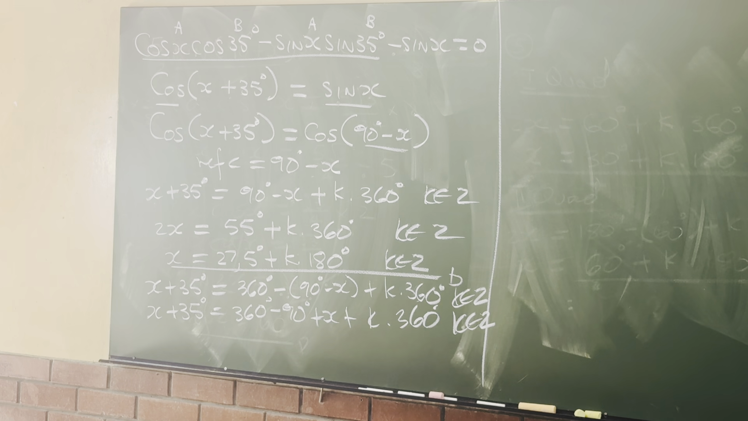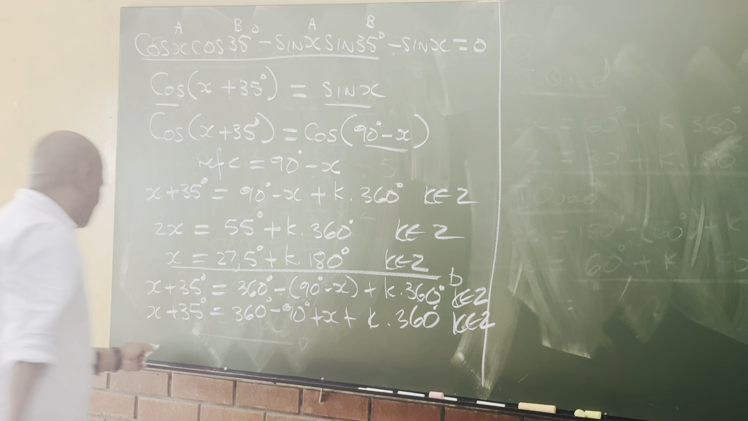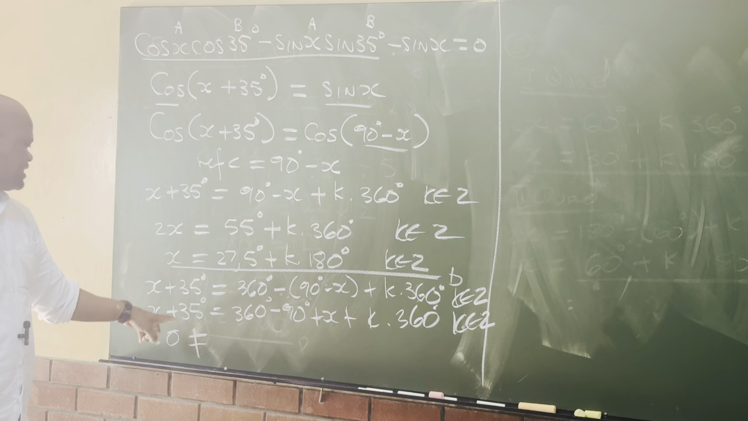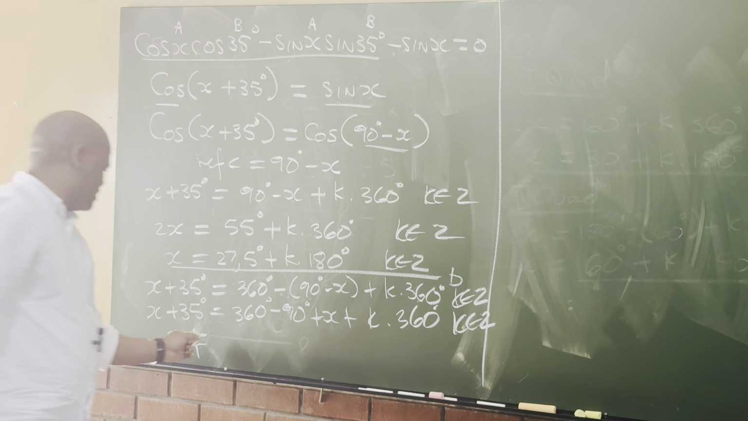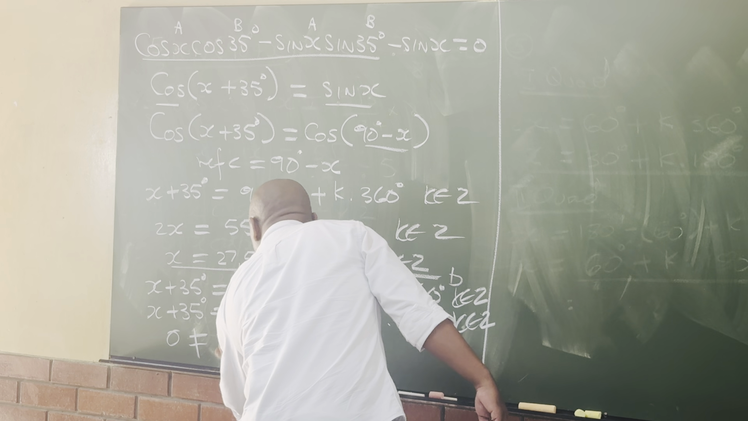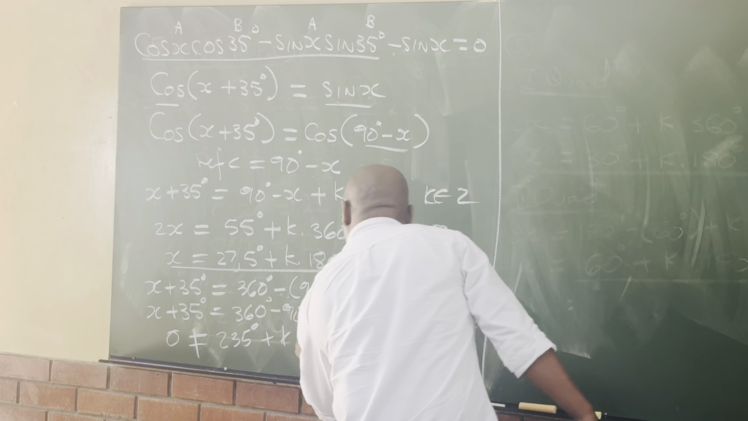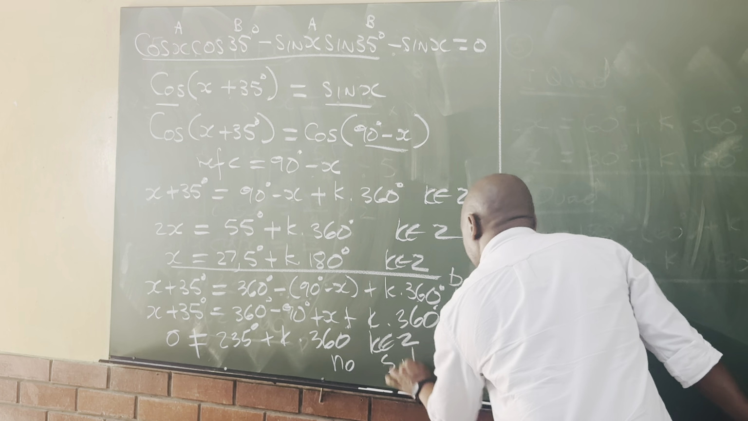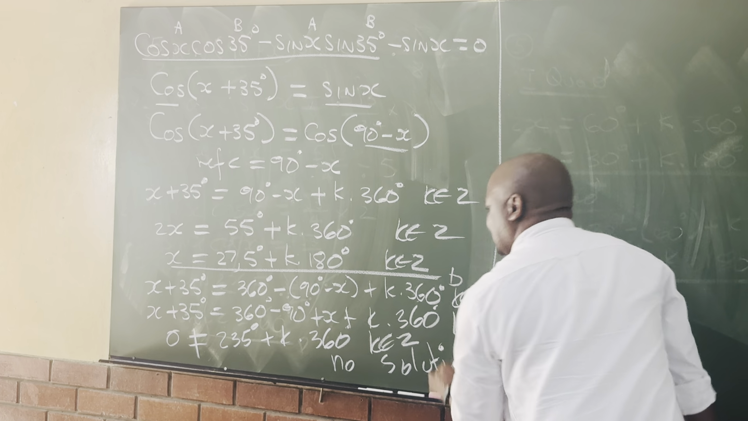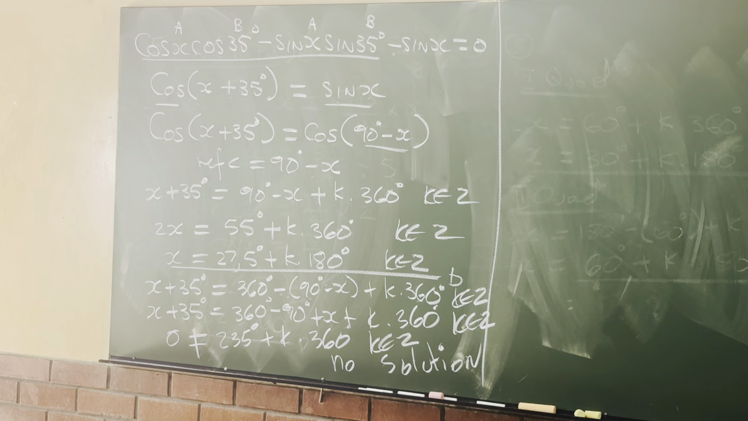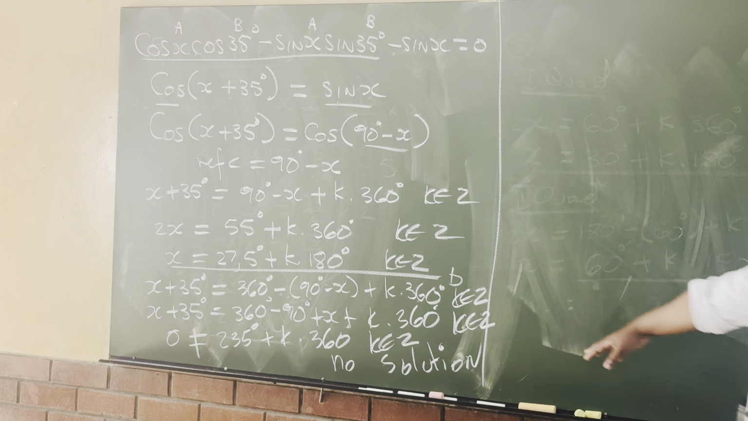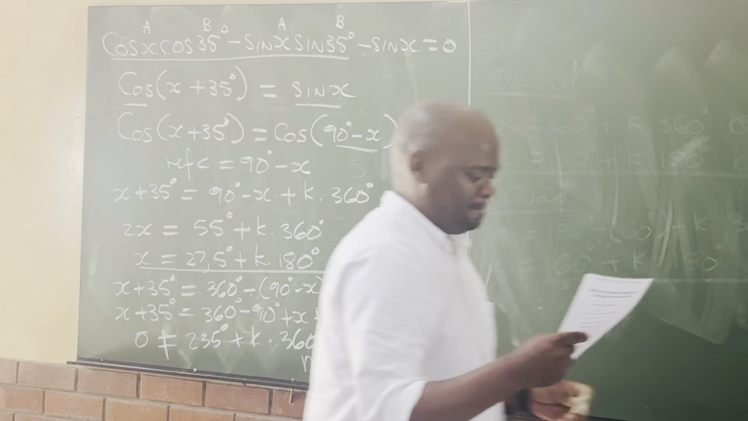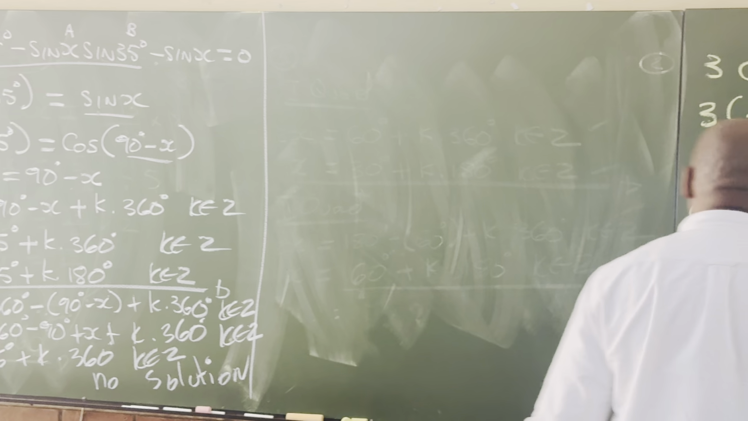And then what will happen to x? It will cancel out. So we'll have 0. So 0 can never be equal to, what is 360 minus 90 minus 35? 235 degrees plus k times 360, where k is an element of integers. So you say no solution in this one. Okay? Everyone okay? Yeah, there's no solution for this one, so we are only going with this solution. All right. And then we go to number 1.5.